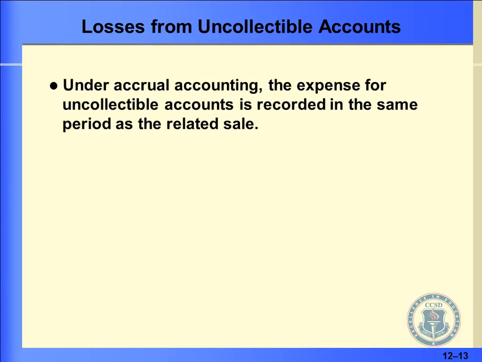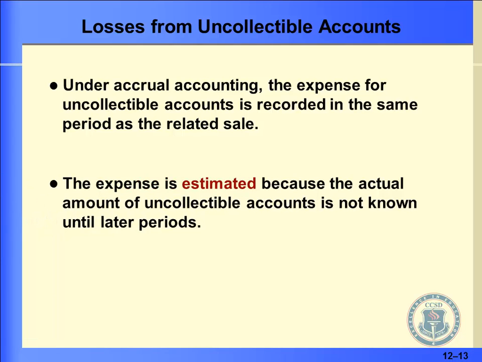Then we have losses. So under accrual accounting, the expense for uncollectible accounts is recorded in the same period as the related sale. This means that when we make a sale, we have to guesstimate, and we have different ways of doing that, how much of it is not going to be collectible. This goes back to the matching principle. One was the revenue earned and expensed. And as we move forward in this one, the expense is estimated because the actual amount of uncollectible accounts isn't known until later. So if we sell something to someone on account or on credit and they're not going to pay, what are the odds they aren't going to pay?